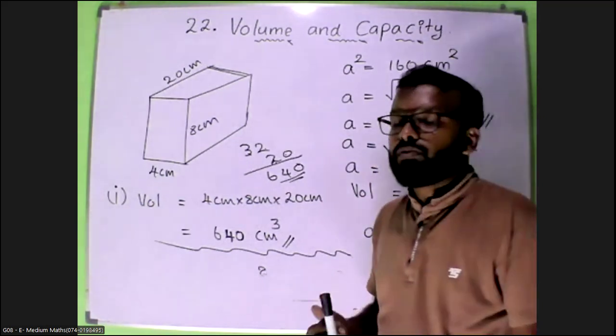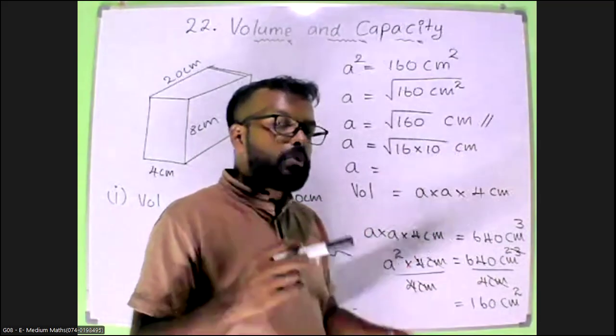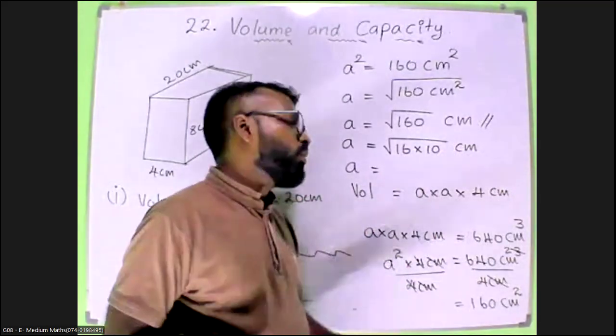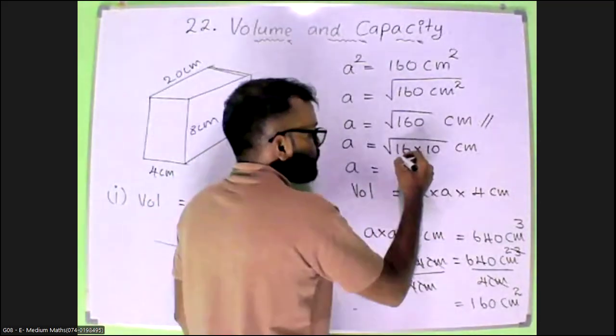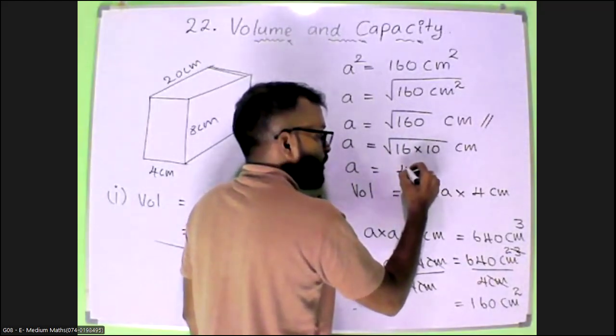What is the square root of 16? Square root of 16. 16 can be written down as 4 times 4. So the square root of 16 can be written down as 4. Right?